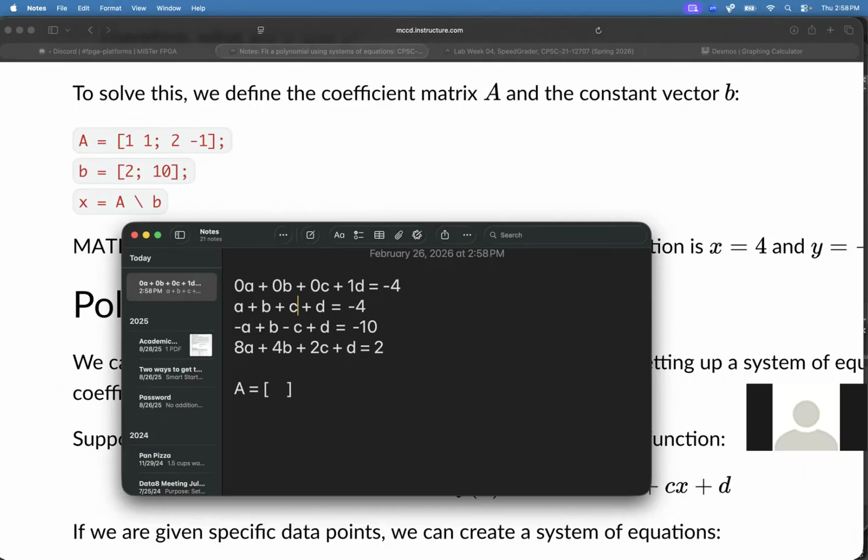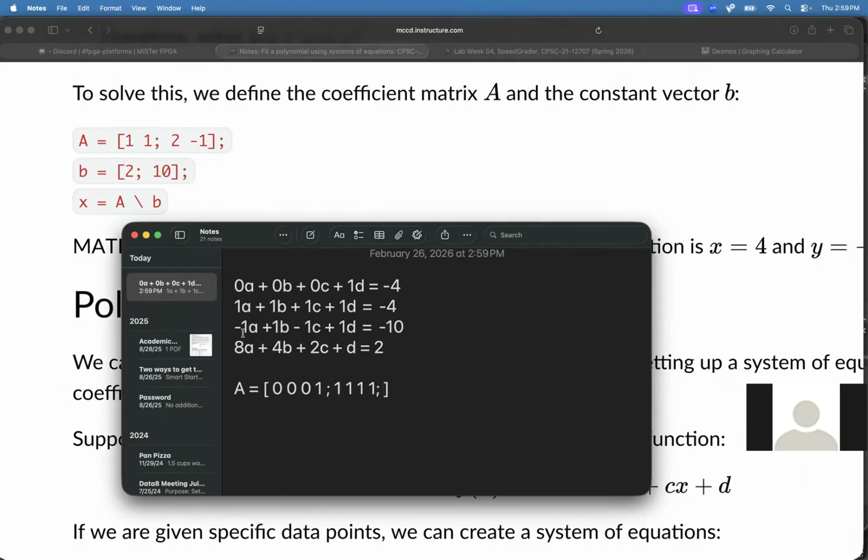And then on the next equation, it's 1A, 1B, 1C, 1D, negative 4. And of course, this has got negative 1A, 1B, negative 1C, 1D, and the last one is what it is. So when you go to write out the coefficient matrix, you do have to be careful that you are filling in zeros for the variables that don't exist. So the top row of coefficients is 0, 0, 0, 1. And then your second row is 1, 1, 1, 1.